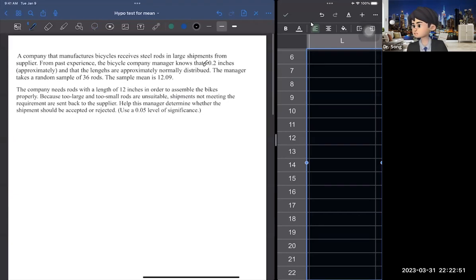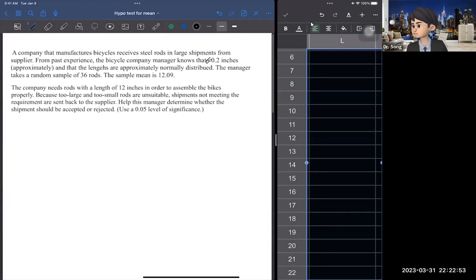This is a situation where we know the sigma. A company manufactures bicycles and receives steel rods in large shipments from a supplier. From past experience, the bicycle company manager knows that sigma is 0.2. Lengths are approximately normally distributed. So let's denote X as the length of the rods.